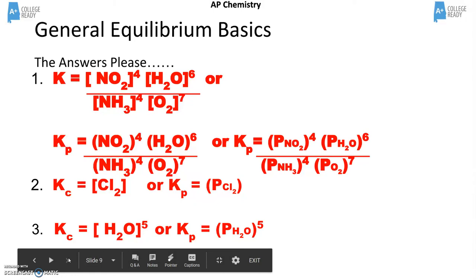So don't forget, when K is greater than 1, the equilibrium expression is going to be product favored. If K is less than 1, then it's going to be reactant favored. The equilibrium reaction will shift towards the reactant side.